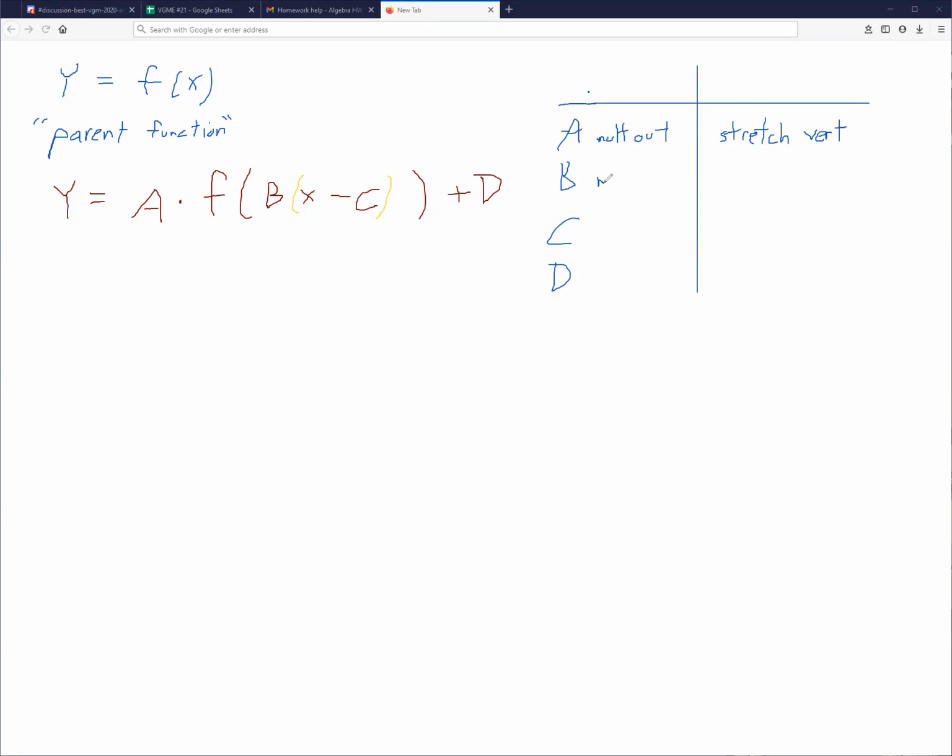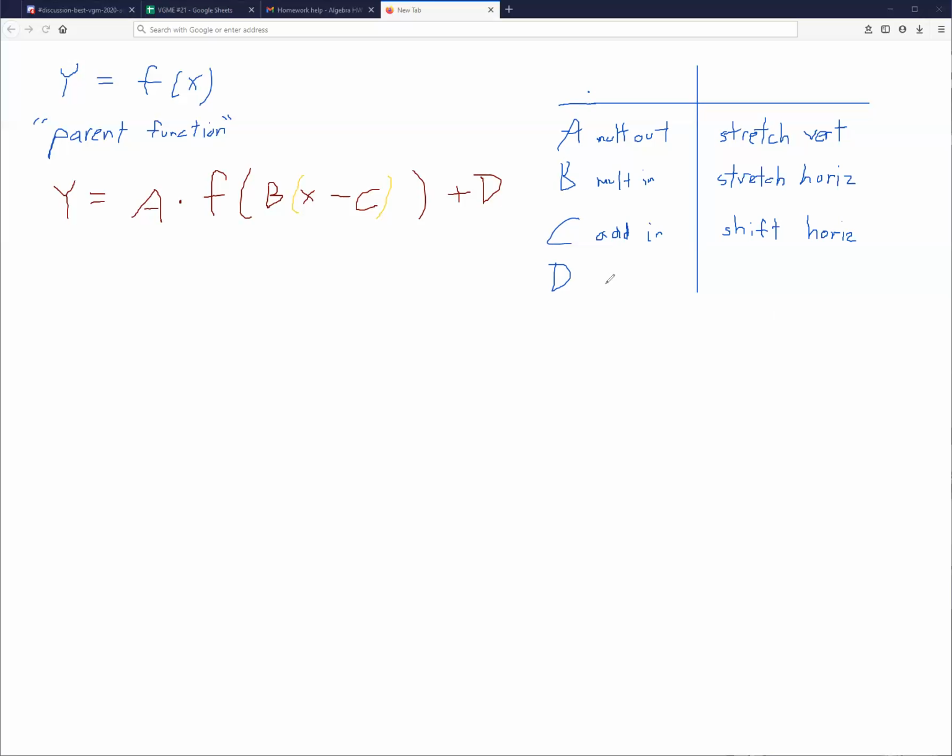B, on the other hand, is a multiply on the inside. So it's still going to do a stretch, but it's going to be before we apply the process of f of x. So it's going to be done to the input, which is to say it's going to stretch it horizontally. C is an add, or I wrote it as a subtract, but treat it as an add on the inside. Now, because it's on the inside, again, it's affecting the input, so it's a horizontal thing, but instead of being an add, it's a shift. It's going to slide the graph to the right or to the left.